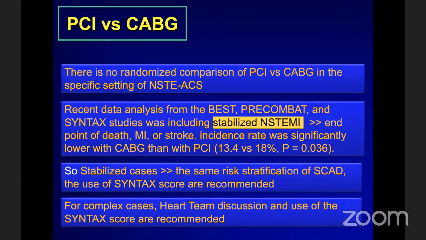So stabilized cases should be managed with the same risk stratification as stable coronary artery disease, using available scores like the SYNTAX score, which is recommended now. On the other hand, for complex cases, heart team discussion and use of the SYNTAX score are recommended, to judge each case individually according to the comorbidities and significance of intervention.